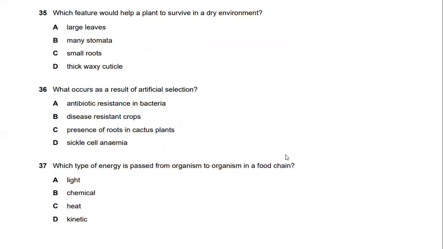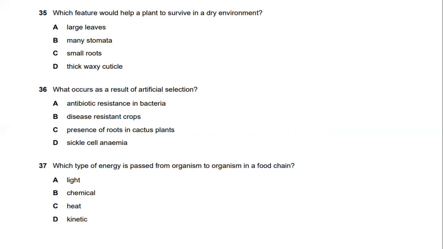Which features would help a plant to survive in a dry environment? This is applicable for those plants like cactus. So the answer is thick waxy cuticle. What occurs as a result of artificial selection? So the most close to this artificial selection is disease-resistant crops.